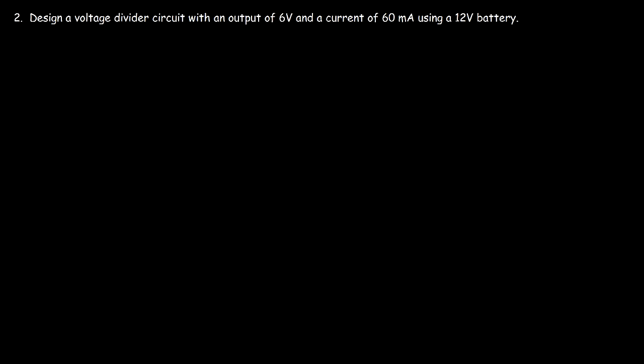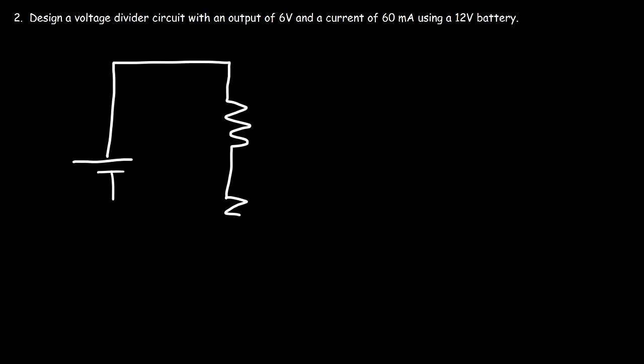Try this example problem. Design a voltage divider circuit with an output of 6 volts and a current of 60 milliamps using a 12-volt battery. So take a minute and try this problem. Well, let's begin by drawing the circuit. So the circuit is going to look the same.